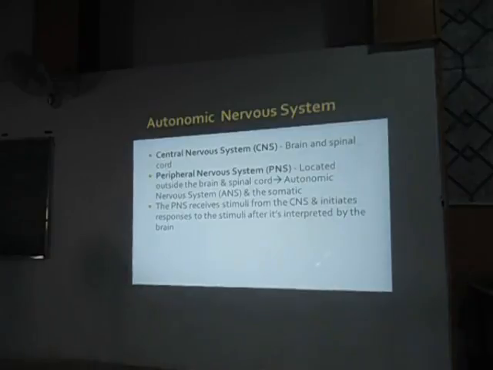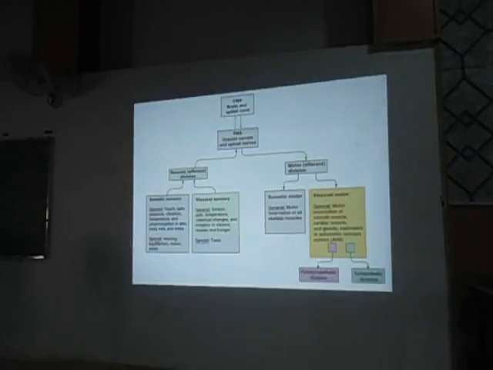So this is one more repetition for you. Central nervous system, we have the brain and spinal cord. In the peripheral nervous system, we have the autonomic nervous system, and after that, we have the enteric nervous system. Here is one more important chart: central nervous system, peripheral nervous system, cranial nerves and spinal nerves, sensory part and the visceral part.